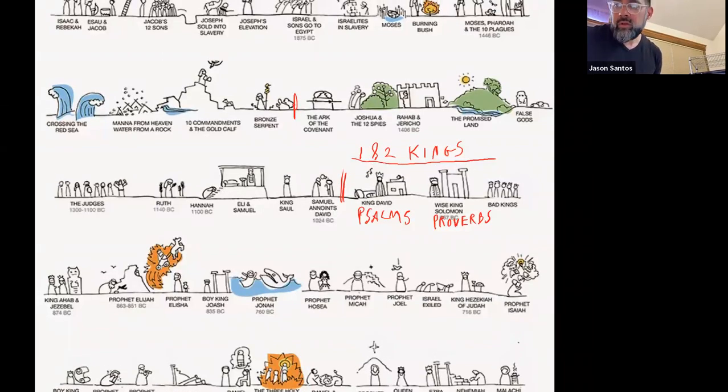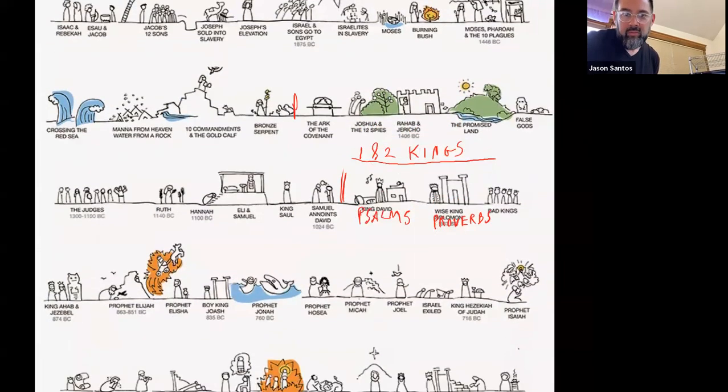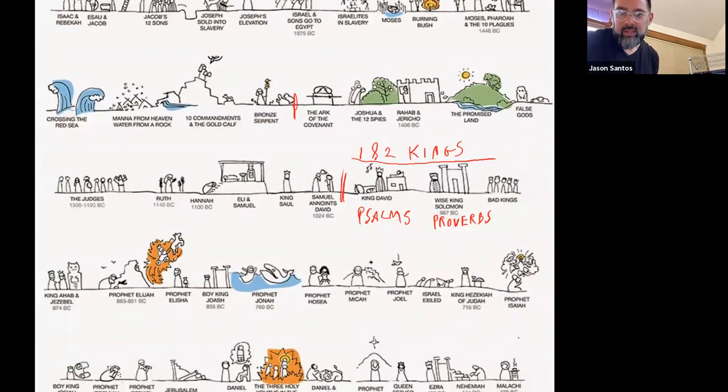Erase everything here. Kings goes all the way up to here, Daniel and technology. This is Daniel in the lion's den. So Kings covers the span of around the time of King David, all the way up to the fall of Jerusalem. So that's a giant swath.